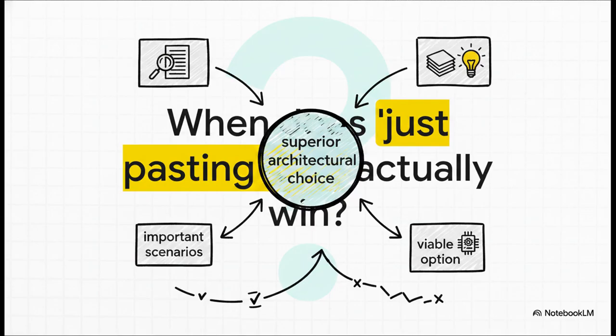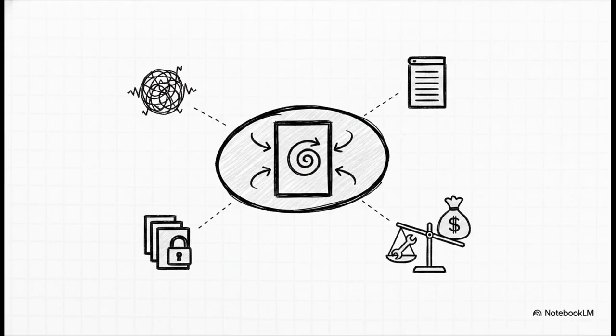Because there are definitely some really important scenarios where stuffing the context isn't just a viable option, it's actually the superior architectural choice. Here's your checklist. If you're dealing with messy, unstructured stuff like raw meeting transcripts, long context is your friend. Or if the questions you're asking require a global understanding, synthesizing ideas from the beginning, middle, and end of a document. Long context is built for that. Same goes if your corpus is pretty small and doesn't change very often. In these situations, the simplicity and the lower engineering overhead just make it a no-brainer.